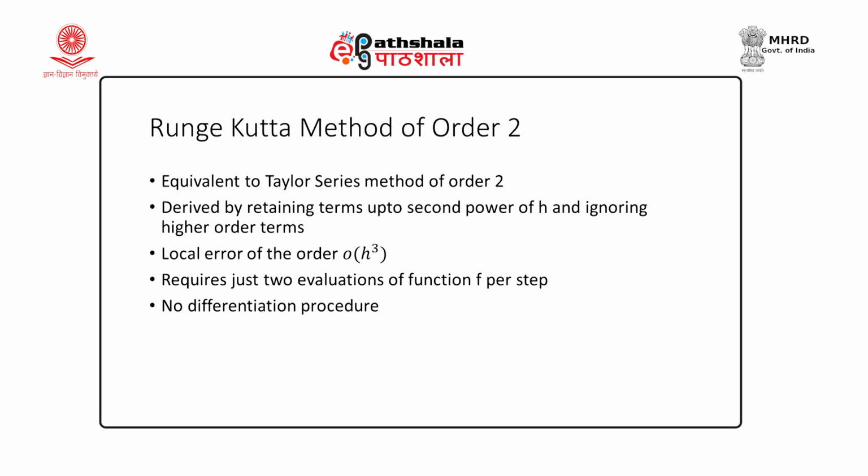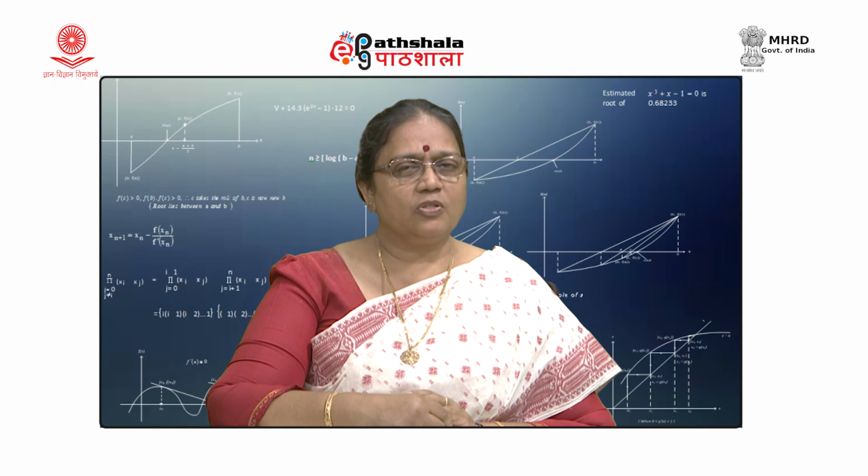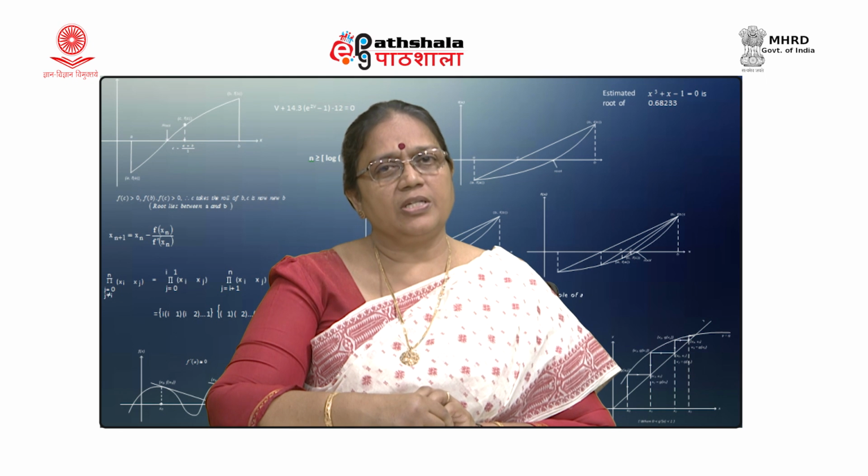So, let us come to the Runge-Kutta method of order 2. It is equivalent to the Taylor series method of order 2. It is derived by retaining terms up to the second power of h and ignoring higher order terms. So, the local error is of the order of h cube, and the advantage is that it requires only 2 function evaluations per step, and there is no need of differentiation.